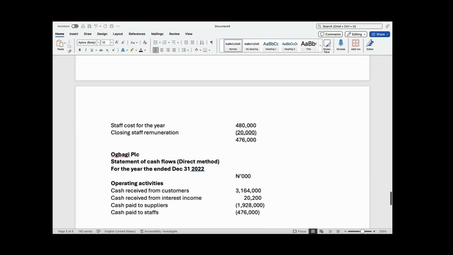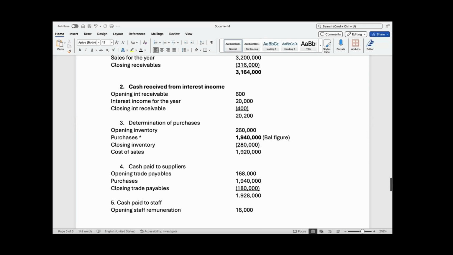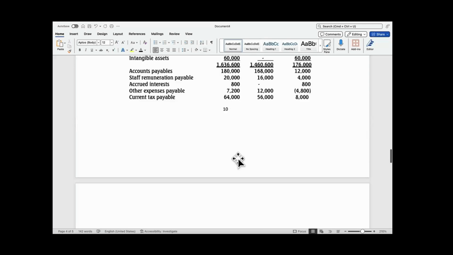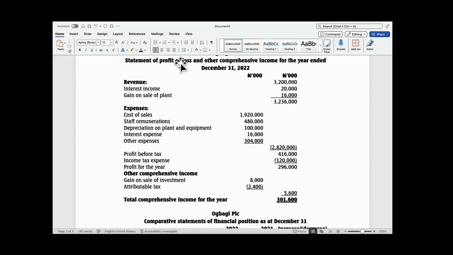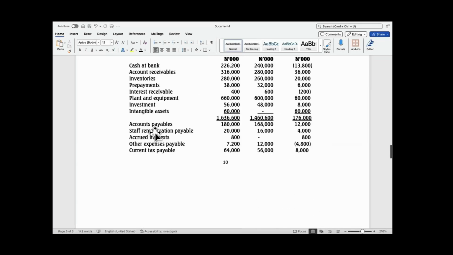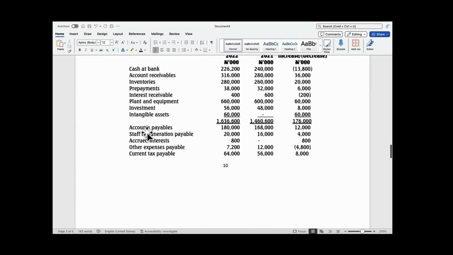I go to the next one. That's depreciation on plant and equipment. This one you ignore. Depreciation is non-cash. I go to the next one, interest expense, 16,000. Have I paid everything? I go to my balance sheet and see if I'm owing. I go there again. Is there any interest payable? Oh, there is. Accrued interest. This is similar to what I asked you this afternoon.